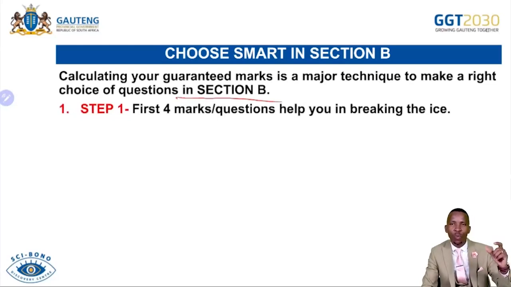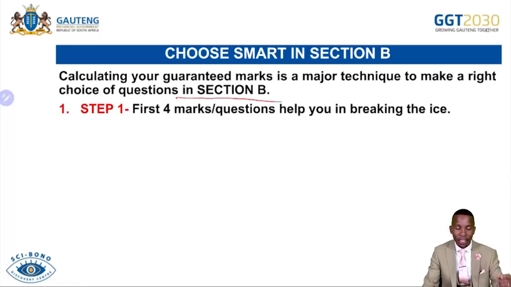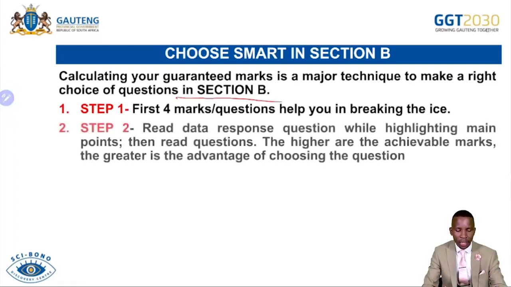You know that 2.1.1, 2.1.2. 2.1.1 is the lower order where you list. And then 2.1.2, 3.1.2, 4.1.2 are part of the middle order, whereby you answer a question with an explanation. So you link some concept that has been asked, and then you get it answered. And then step number 2, read the data response question while highlighting main points.